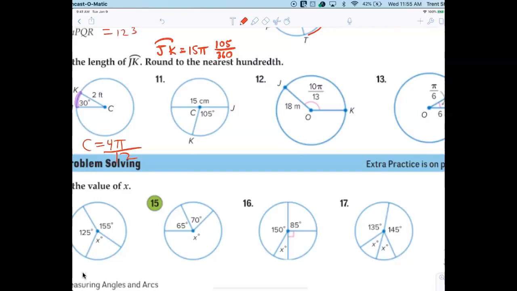So here, what we're going to do is, if you want, just do 15 times 105 divided by 360. Math, enter, enter. And what does that say? 35 pi over 8. Emily, you good on that? Anybody have any issues? Because we're going to do the next one.